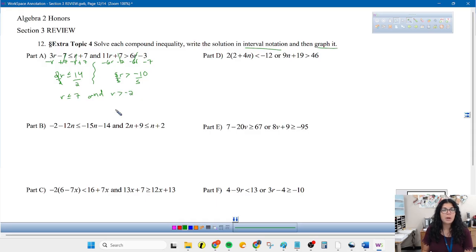Now if we're thinking about this answer, the numbers that are bigger than -2 and less than or equal to 7 would be the numbers from -2 up to and including 7. So between -2 and 7. On a number line, that would be an open circle on -2, a closed circle on 7, and then we would graph and plot all of the numbers in between, which are a part of the solution.